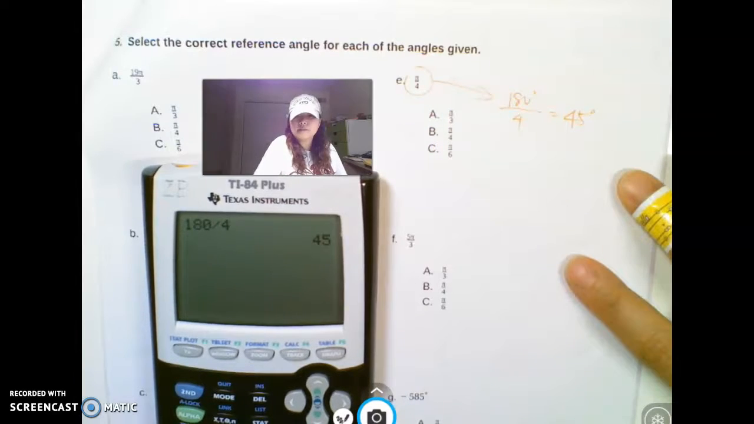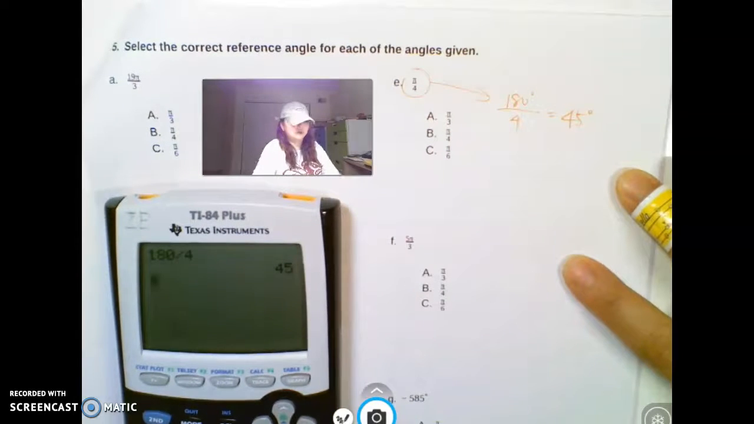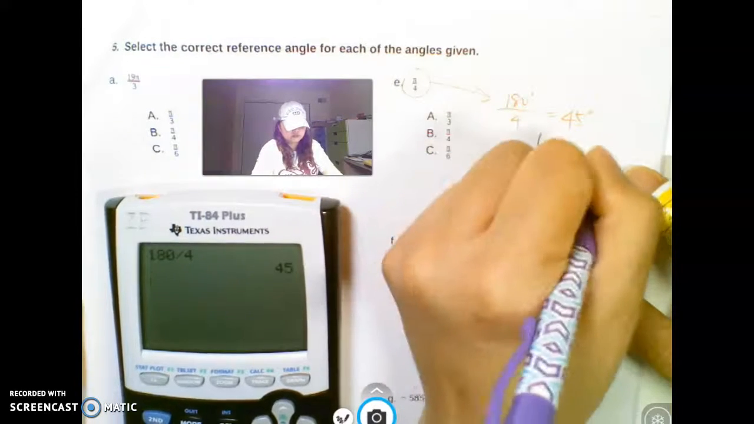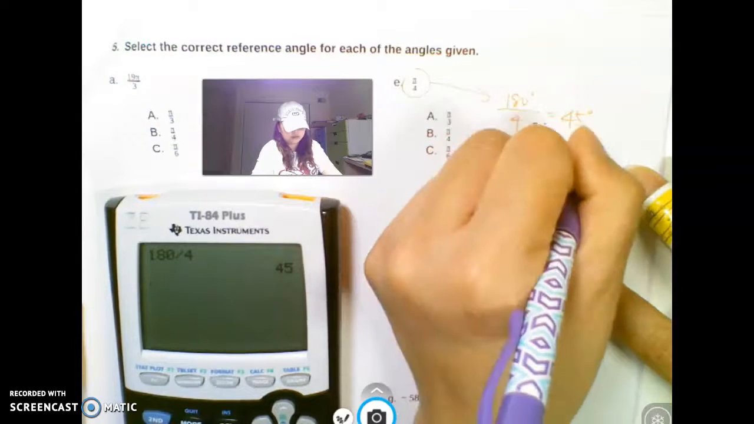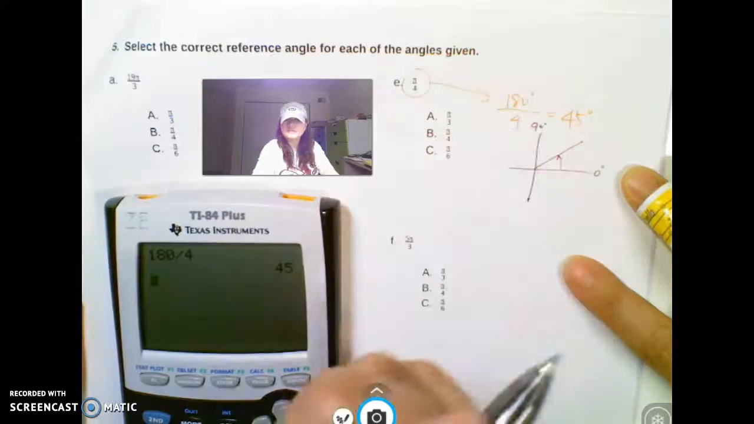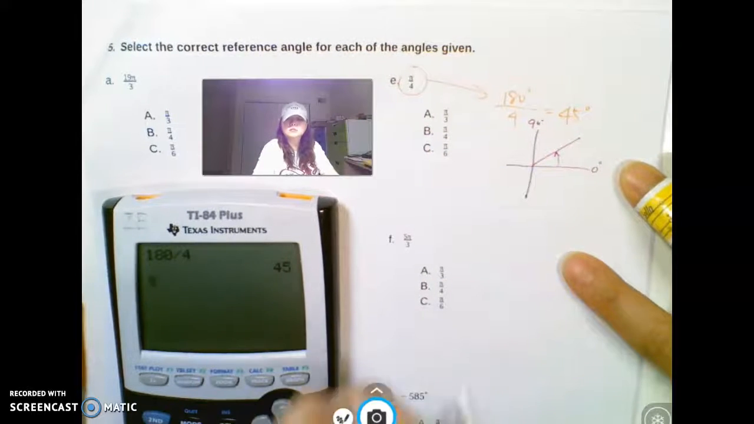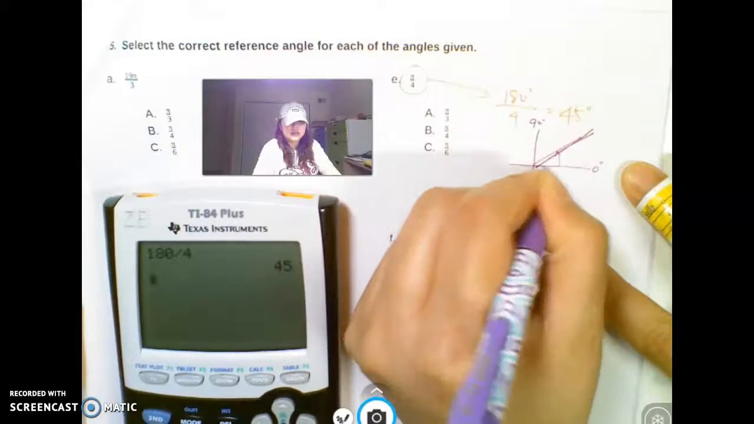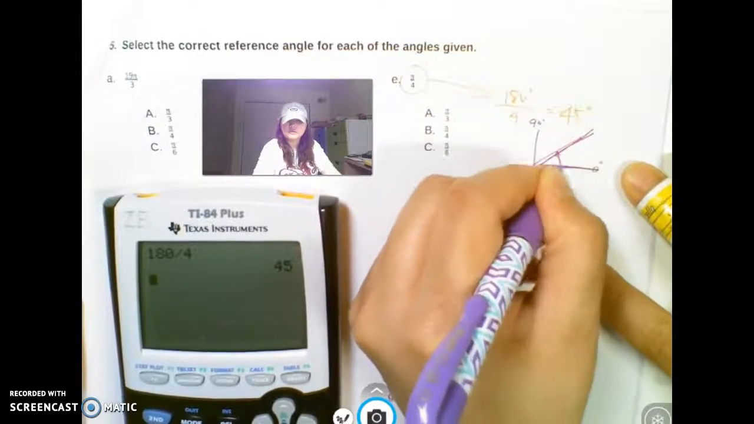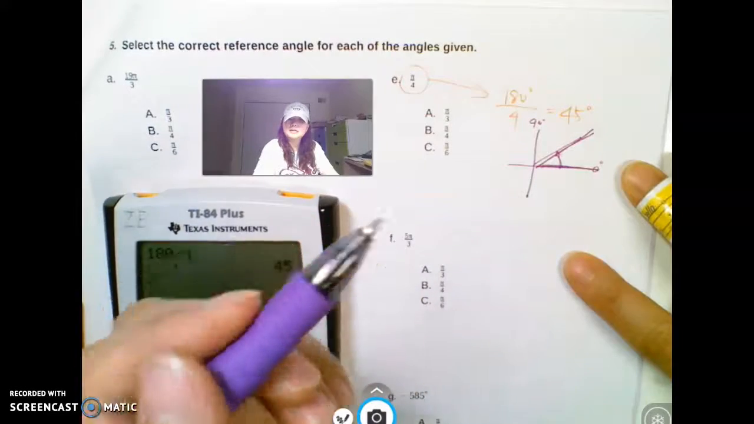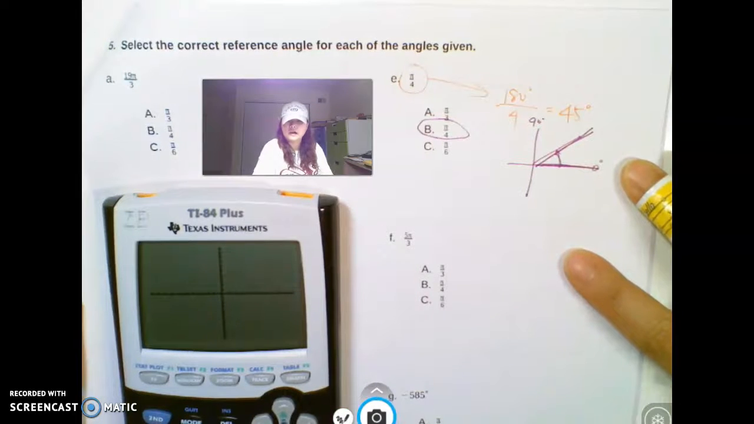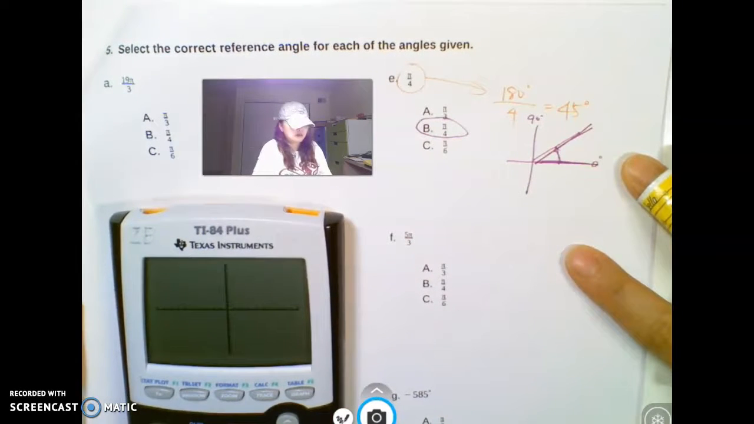Now, 45 degrees, if you were to graph it, 0, 90, 45 is right there in the middle. This is in the first quadrant. It's already a reference angle, because the terminal side and x-axis make an acute angle. So this is already the answer. You really don't have to do anything. Done.